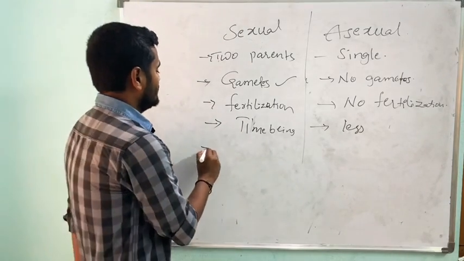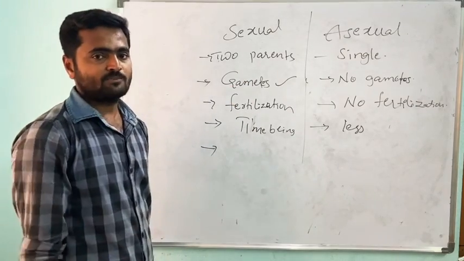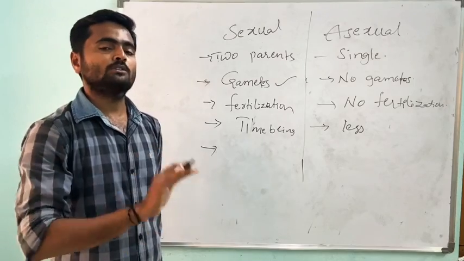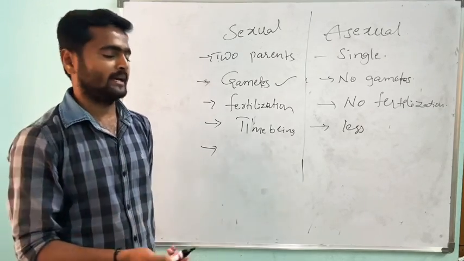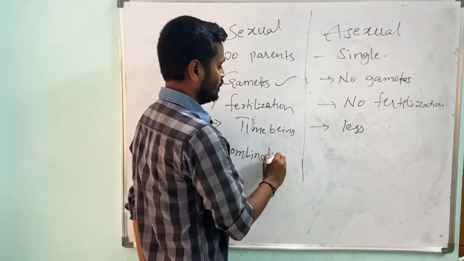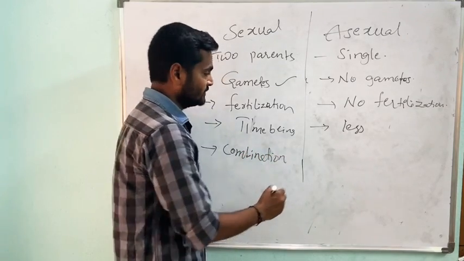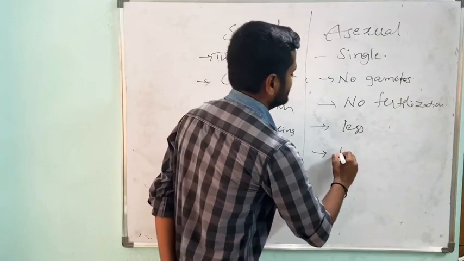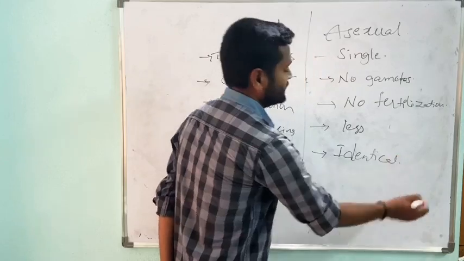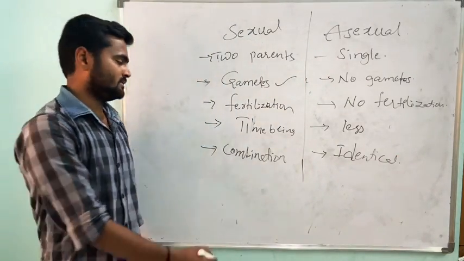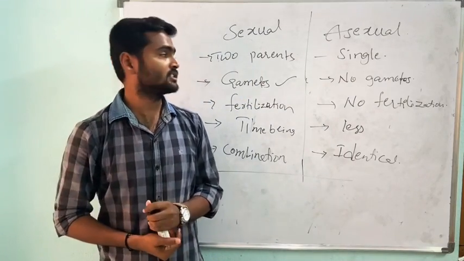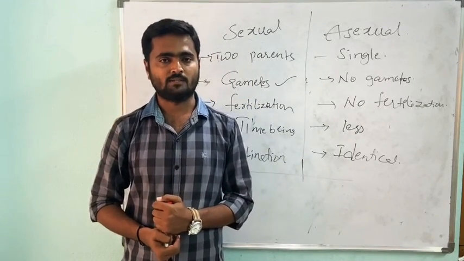In sexual reproduction, the offspring or the younger ones get the characters of both mother and father, and sometimes new characters, so the characters are a combination of characters. In asexual reproduction, the children are exactly identical to the parent. So these are the differences between sexual reproduction and asexual reproduction. Okay, Nana?